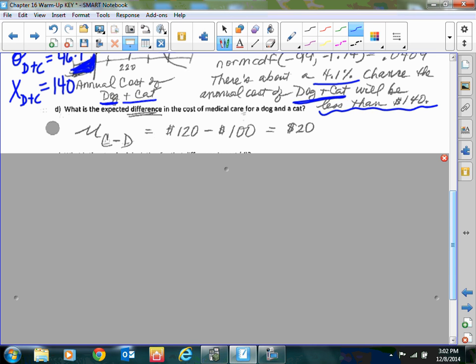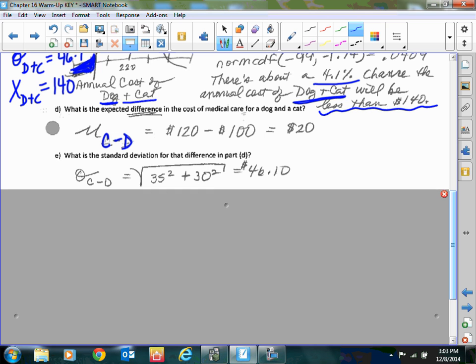How much more would a cat be than a dog? It actually doesn't say how much more is a cat than a dog. I typically put the larger animal, the higher priced animal first. So I did cat minus the dog, and so that's 120 minus 100. You get $20 on average is the difference with the cat being higher.